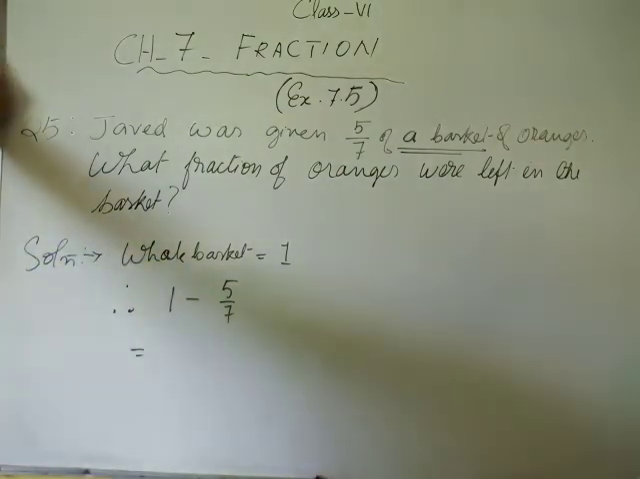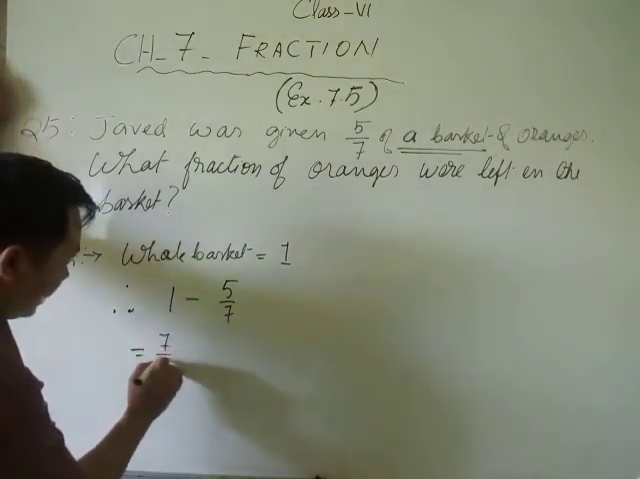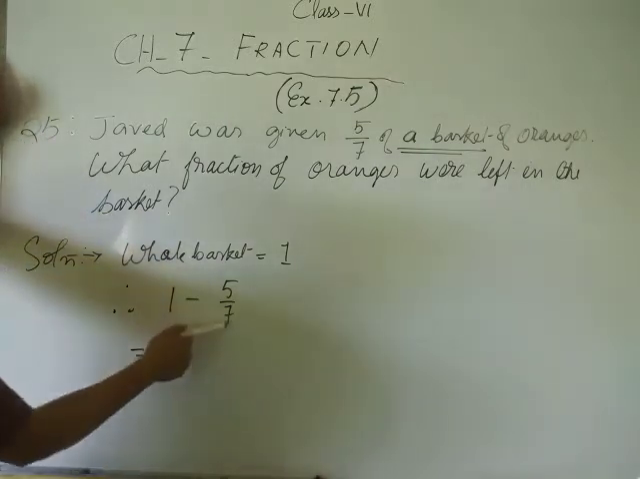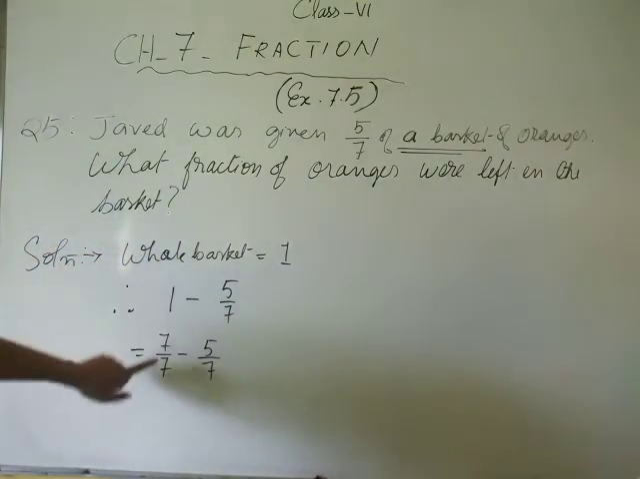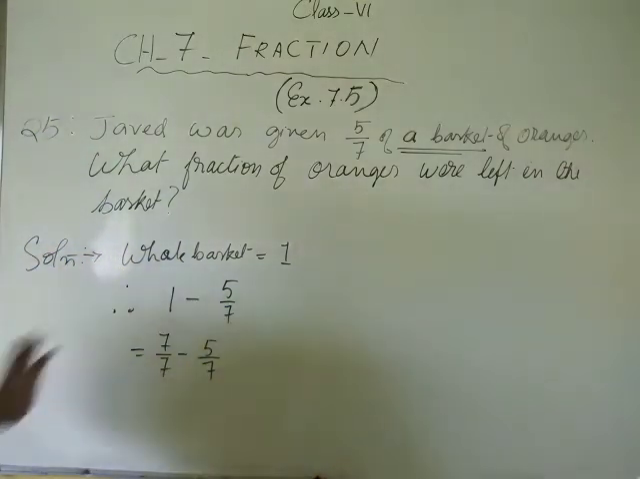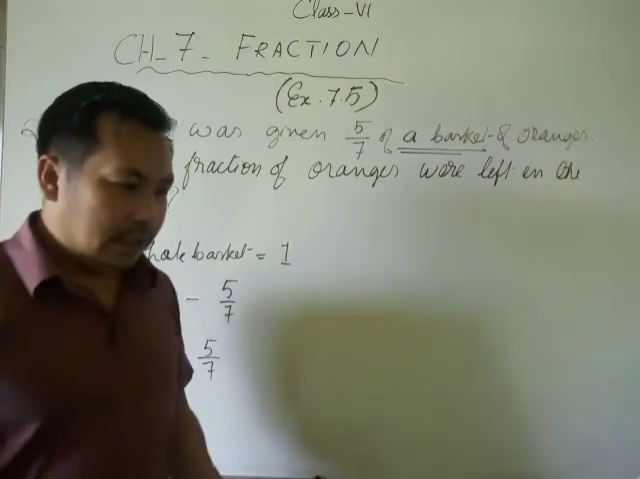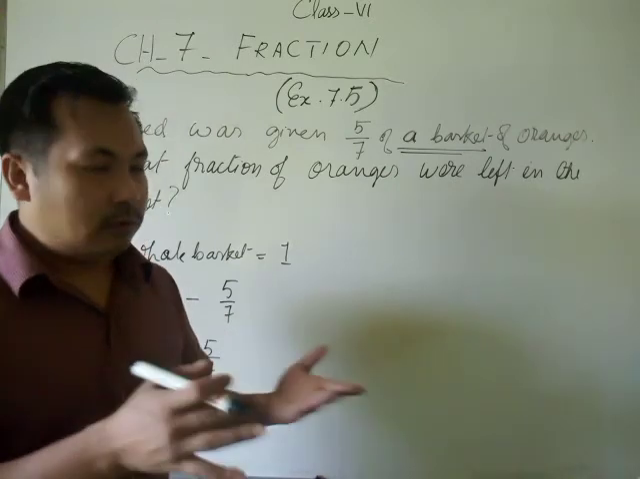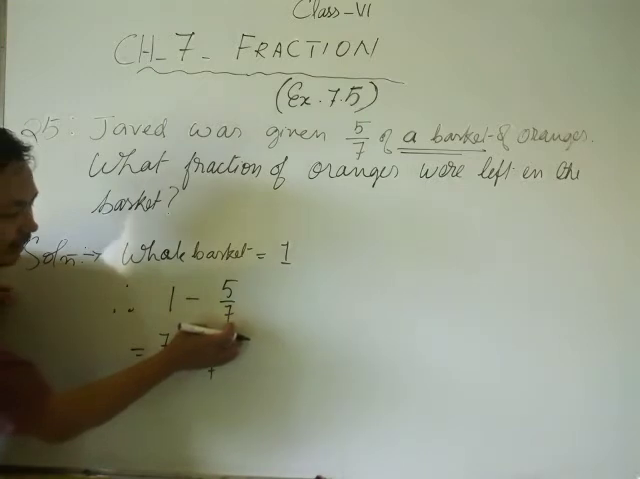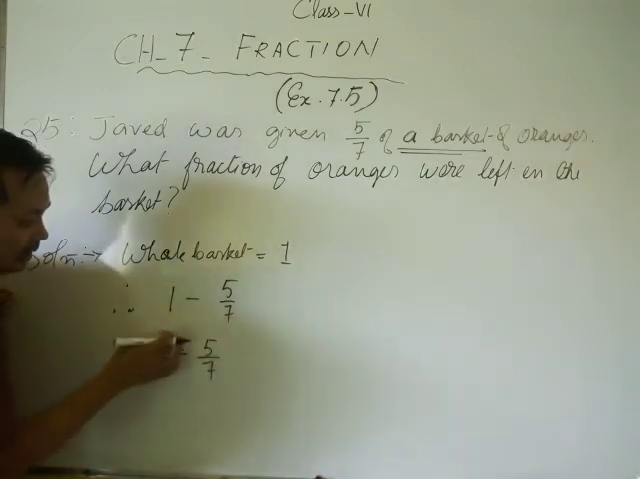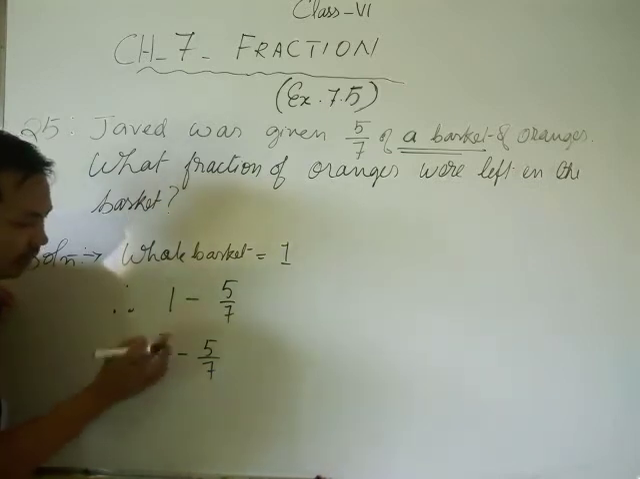Just remember what we have done in the other questions. 1 you can write as 7 by 7, so that here also we get the same denominator. 7 by 7 is also 1. 3 by 3, 4 by 4, 100 by 100 are also 1 only. But I'm taking 7 by 7 because you can see the denominator here is 7, so that these two fractions have a common denominator now.